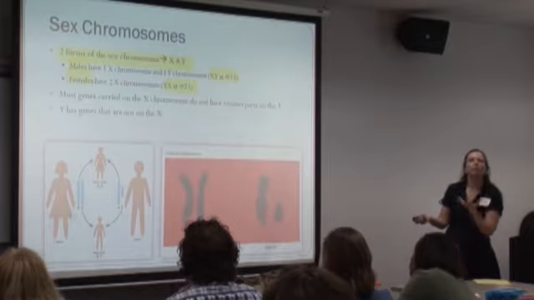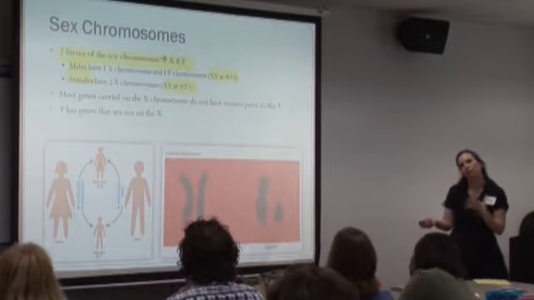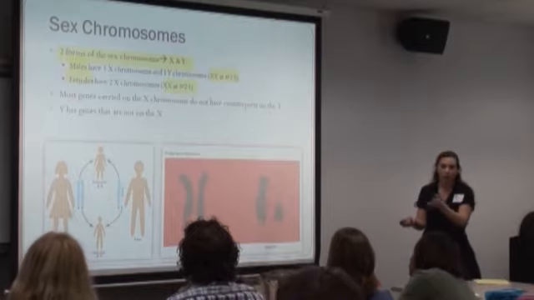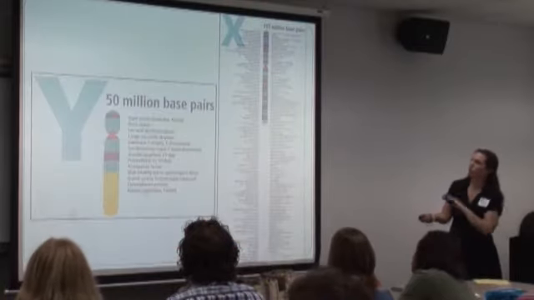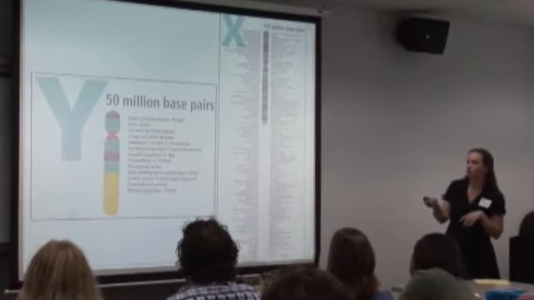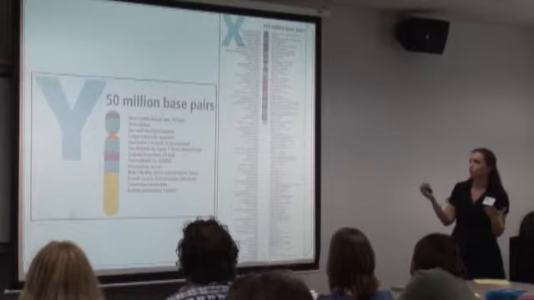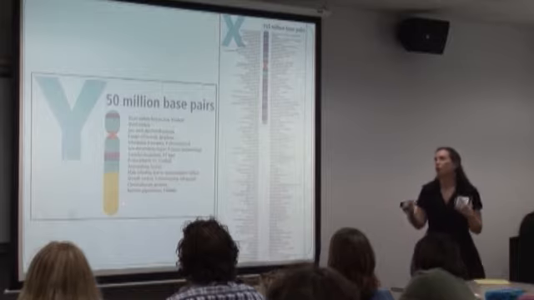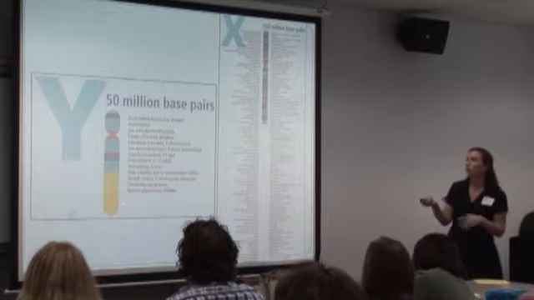The Y, of course, does not contain as many genes as the X, but it does contain some genes that are not on the X chromosome. So if we look at a comparison, Y is much smaller than your X in terms of the number of base pairs, but there are some genes that are not present on your X chromosome.